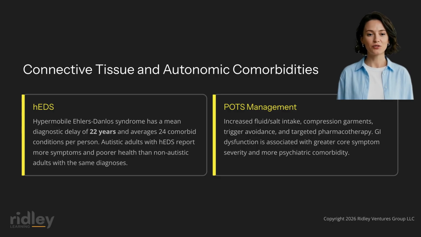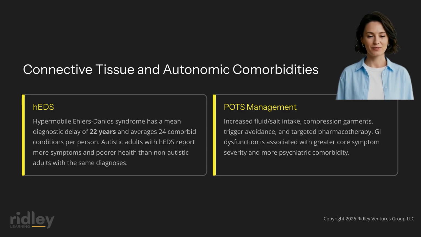Crompton and colleagues' 2026 study in BMC Medicine found that autistic adults with HEDS, or hypermobility spectrum disorder, reported more symptoms and poorer physical and mental health than non-autistic adults with the same connective tissue diagnoses. That confirms the conjunction isn't merely additive but multiplicative.